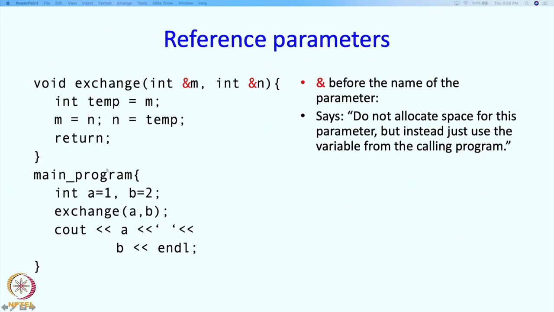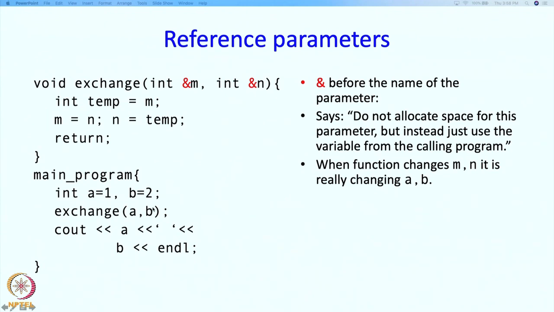So m will really refer to a. m will not have the value of a, but m will refer to a. And n is also a similar variable. n will also refer to b and it will not be a new value. So when this exchange call happens, nothing is actually copied. Instead, these parameters are thought of as referring to the variables in the calling program.